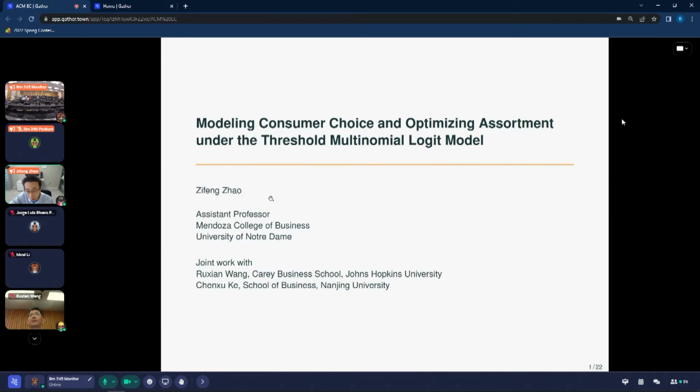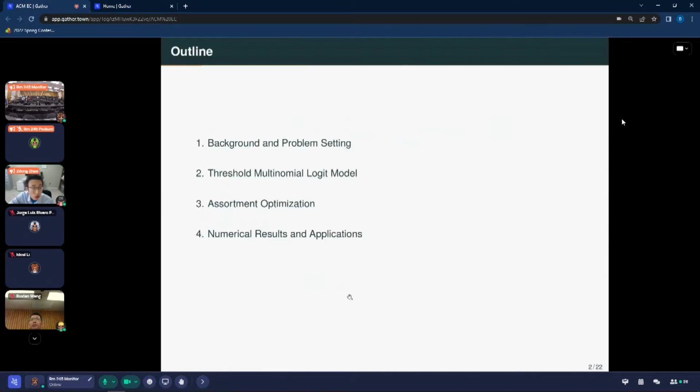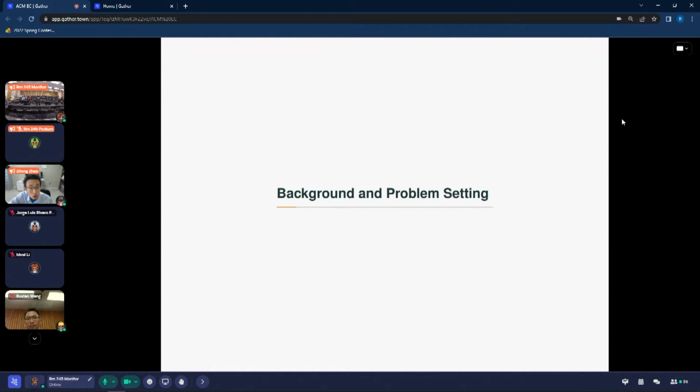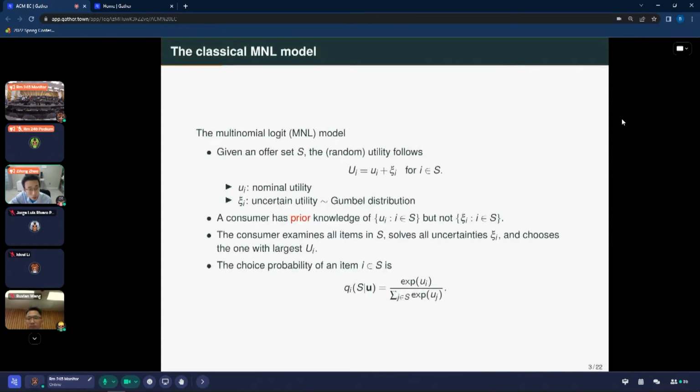So today I want to talk about this project called Modeling Consumer Choice and Optimizing Assortment under the Threshold Multinomial Logit Model. This is joint work with Professor Wang from Johns Hopkins and also with Chenxu from Nanjing University. Okay, so I'll quickly talk about the problem setting, and then I'll introduce the model we propose, which is the threshold multinomial logit model. And then I will talk about the assortment optimization side, and if time permits, I will talk about the numerical results and some applications.